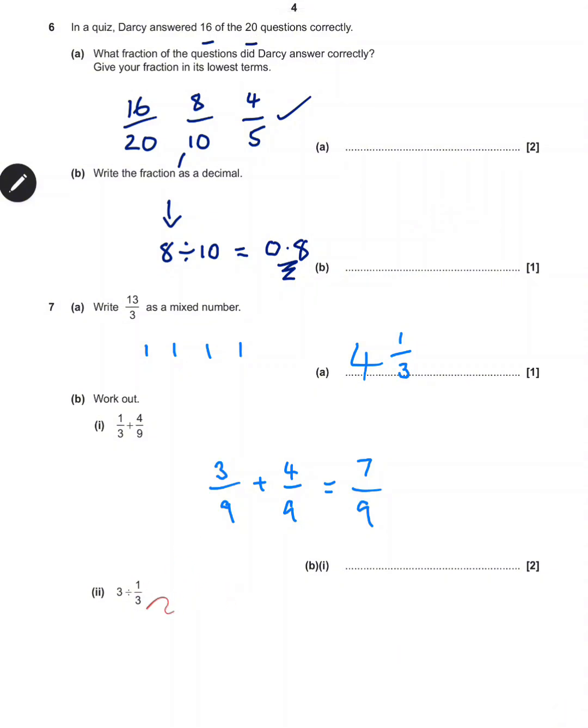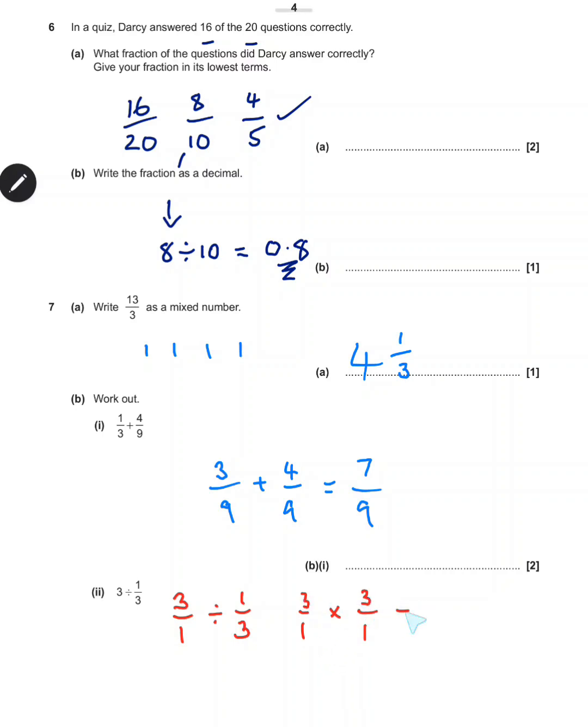And part 2, we've got to do 3 divided by a third. Well, 3 straight off is 3 over 1. And we're going to divide by 1 over 3. Dividing fractions, keep your first fraction. Flip your second fraction and change the divide to a multiply.